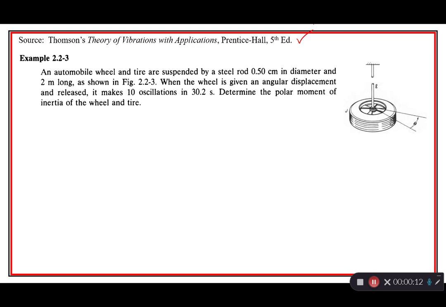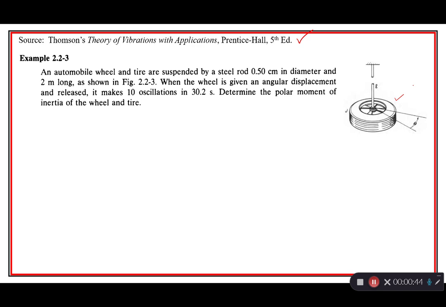An automobile wheel and tire are suspended by a steel rod of 0.5 centimeters in diameter and 2 meters long. That's pretty small, actually. That's like 5 millimeters, isn't it? Yeah, that's only 5 millimeters. Anyway, that's pretty small compared to being 2 meters long. It's practically a wire.